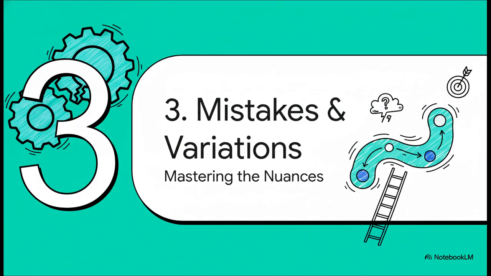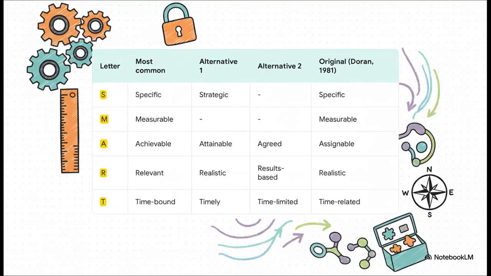So let's get into the nitty-gritty, the common mistakes people make, and some of the surprising ways this framework has changed over time. What's so fascinating is that the SMART acronym isn't some sacred text carved in stone. It's actually evolved. Just look at this breakdown. The original 1981 version used assignable for A and realistic for R. Over the years, people have swapped in words like agreed or results-based to make it work better for them. This tells you it's meant to be a flexible guide, not a rigid rulebook.